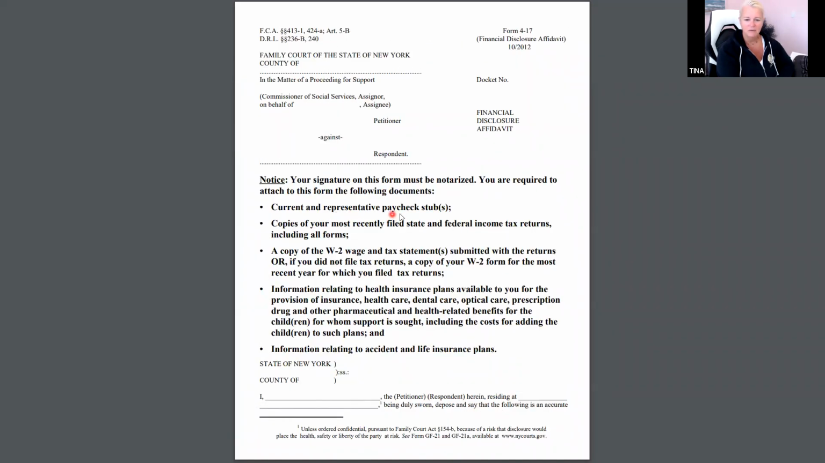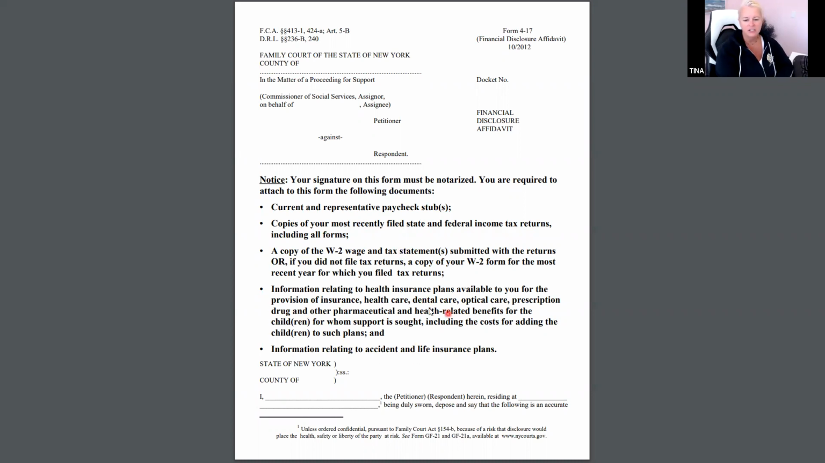Okay, see this: current and representative pay stubs. Your most recently filed federal and state tax returns and the W-2 statements. W-2 statements does not mean the summary provided on your tax return. They're asking for what you received from your employer that created this. You will have copies of that if you had your taxes prepared. The W-2s are connected to your taxes, the whole form. So the court's not going to believe that you don't have it. It exists. Get it from your employer.